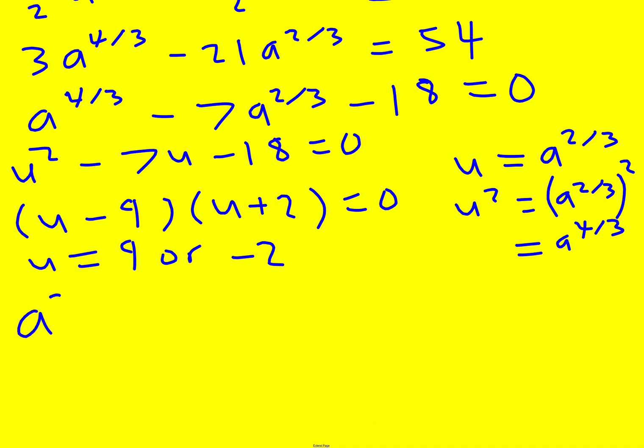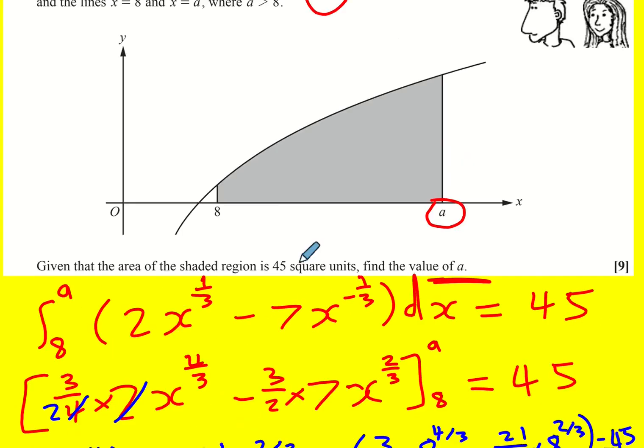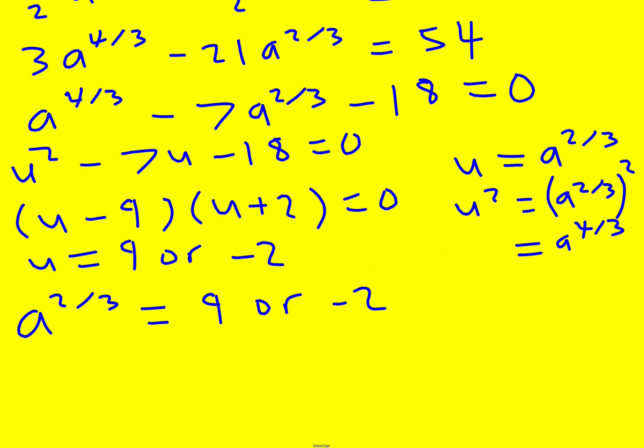Let's get it back in terms of a. A to the 2/3 is then going to equal 9 or -2. Now we know that a is bigger, so just back to the start of the question, a is bigger than 8. So there's no way we could then raise it to the power of 2/3 and get a negative and make that work, so we can reject the -2.